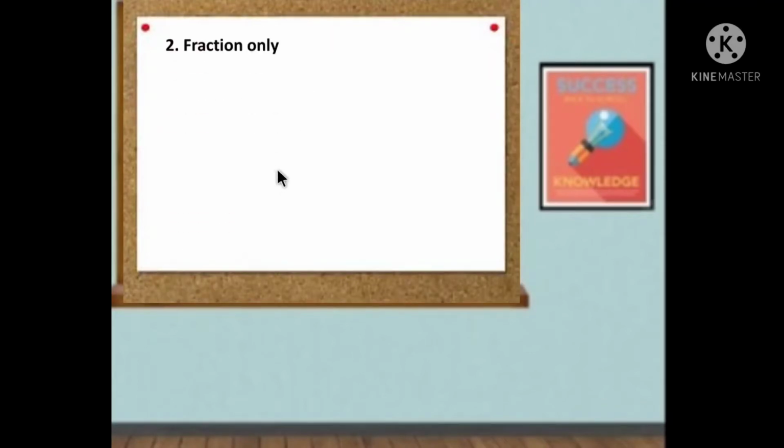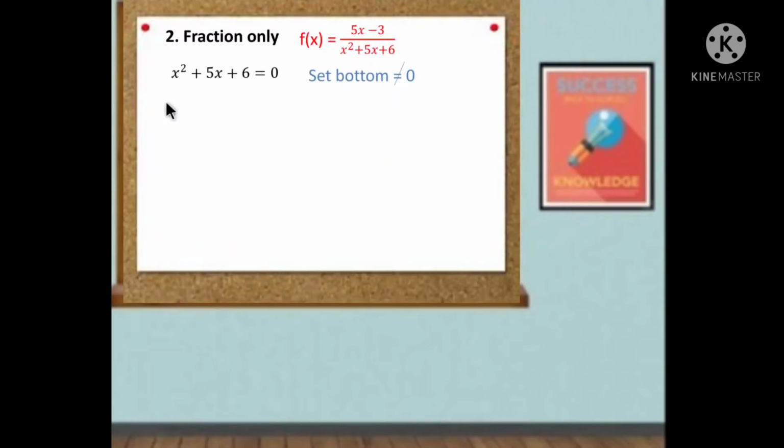Next. Number 2, fraction only. Ito yung nakakita ka ng may numerator at denominator. Okay. So, ang gagawin natin dyan, set bottom not equal to 0. Okay? So, isa-set down natin yung denominator. In short, ito yung denominator. X squared plus 5x plus 6 is equal to 0. Pero, ang sabi, not equal.